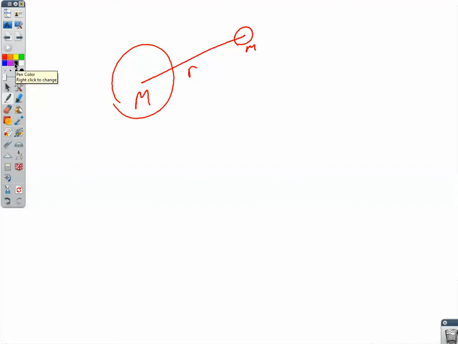So now here, in more general terms, big M and little m don't have to be the mass of the Earth and the mass of the Moon. They can be the mass of the Earth and the mass of an orbiting satellite. It can be the mass of the Sun and the mass of an orbiting planet. So let's just be more general here. Big M is going to equal the mass of the planet, or the larger mass, little m is going to equal the mass of the satellite.